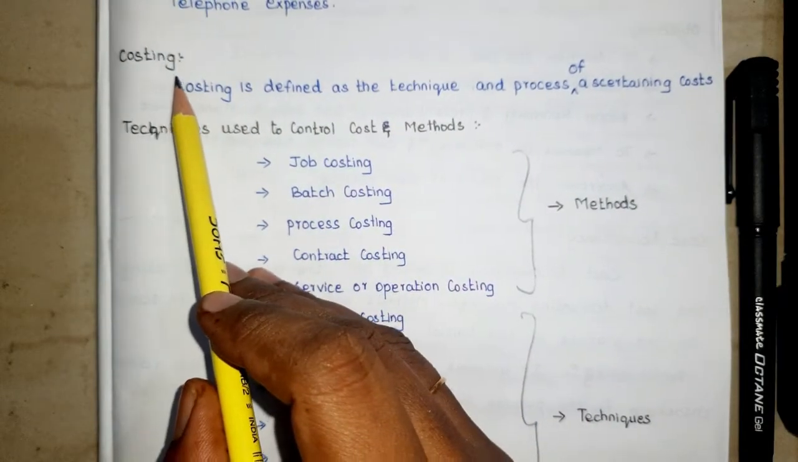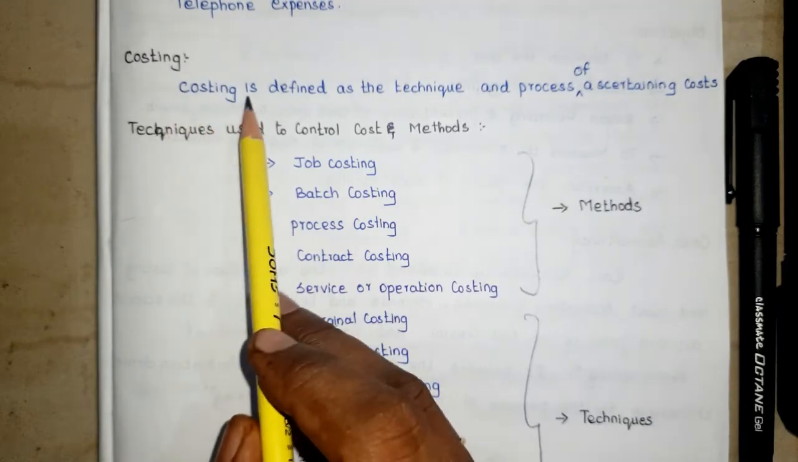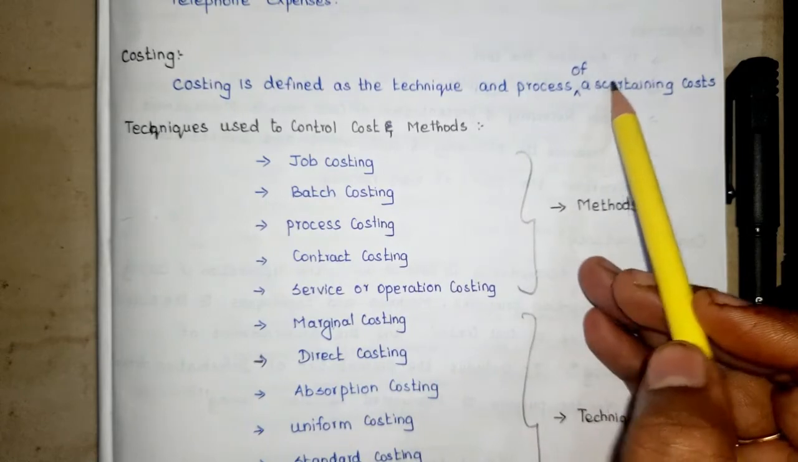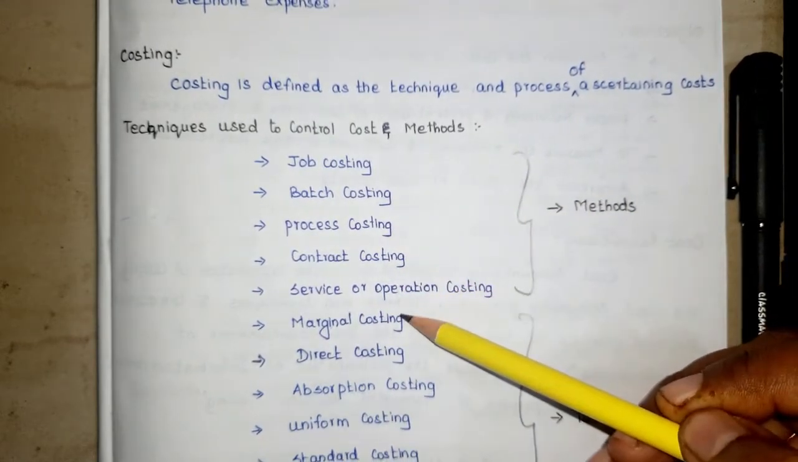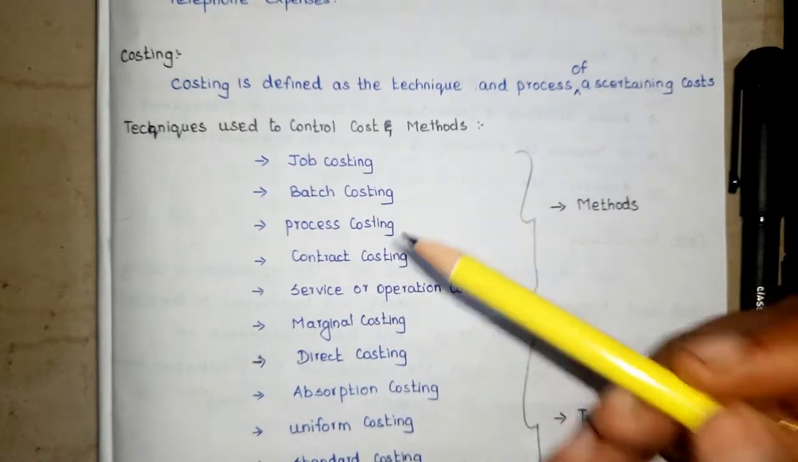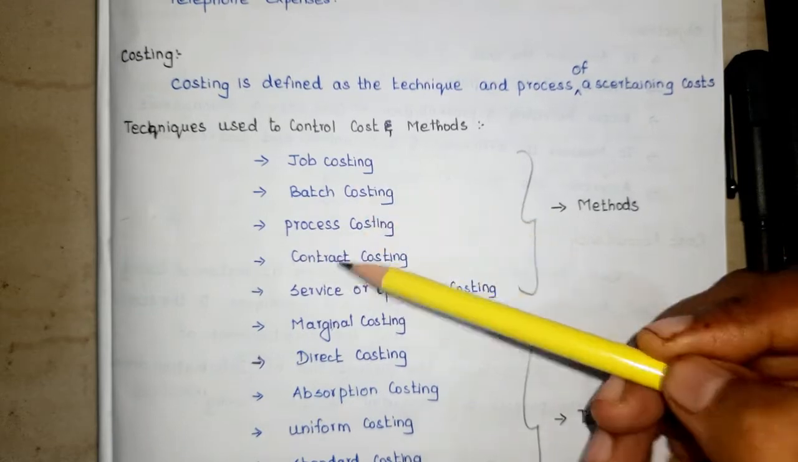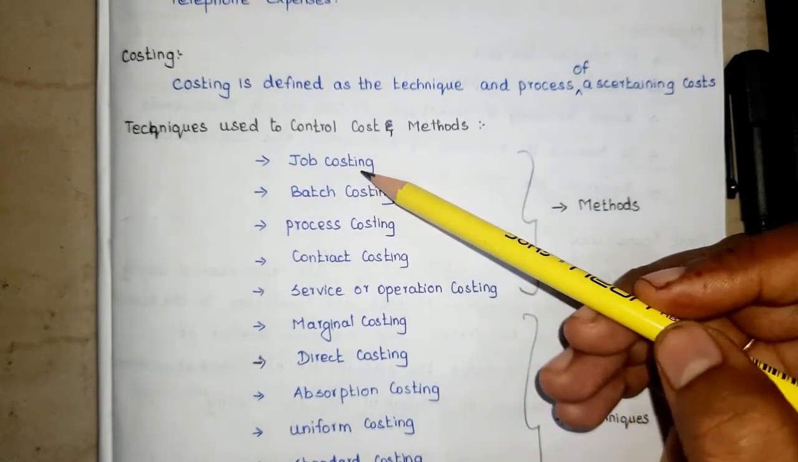The next topic is costing. Here, costing is defined as the technique and process of ascertaining the cost. There are a few techniques and methods given in sequence. Let's not go in depth on these topics because in the upcoming videos, we will see this in detail. Just now, we will have an overview of these topics.